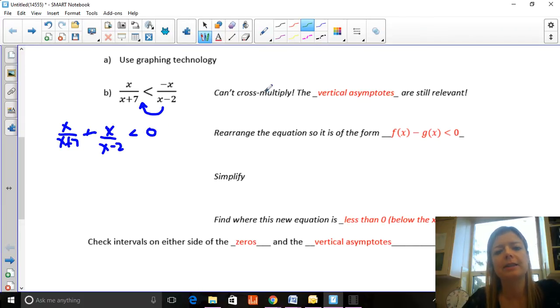The next step is to get a common denominator and simplify the left side. That's a plus there, in case you didn't know. Our common denominator is x plus 7 and x minus 2. So this one gets multiplied by x minus 2, and this one by x plus 7.